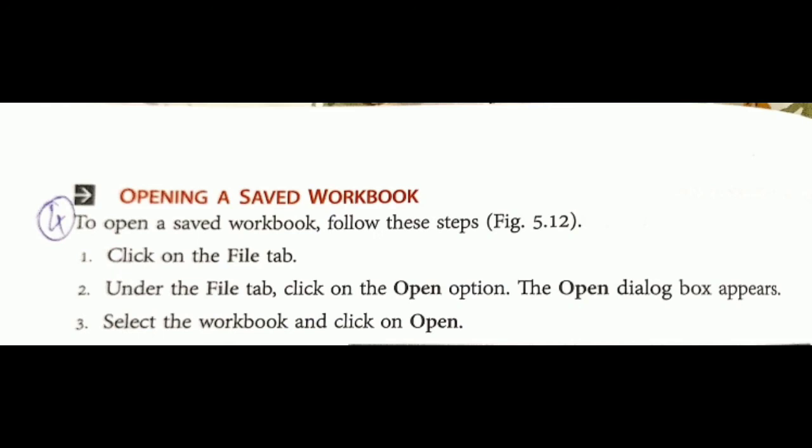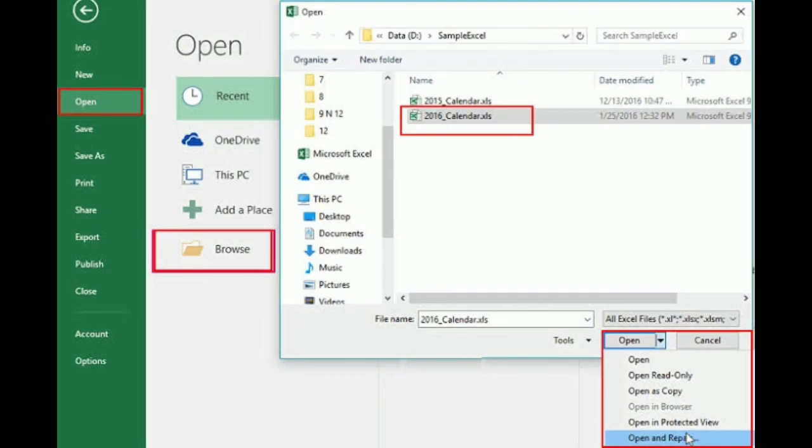First step is you have to click on the file tab. See in this picture, first step is you have to click on the file tab, and under the file tab there is an option given for open. See, it has been marked with a red box. You have to click on that. Then the open dialog box will appear, and you have to select the workbook from that open dialog box, and at last you have to click on open. All these things have been marked with a red box. So this is how you can open a saved workbook.